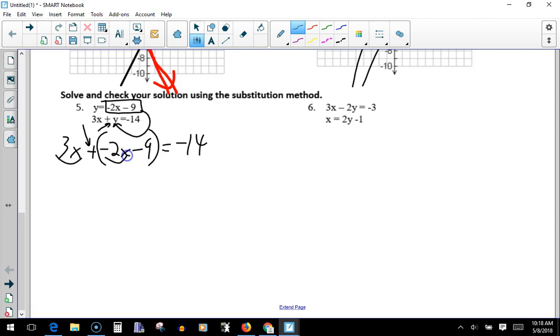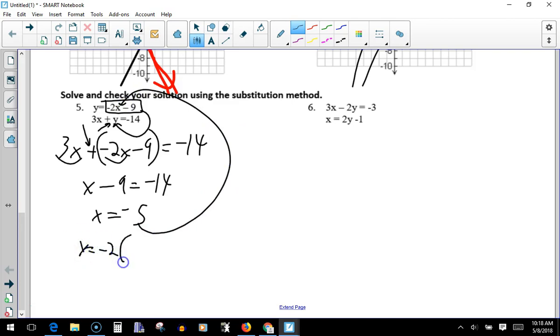Well, we can just join like terms and get x minus 9 equals negative 14, add 9 to both sides, and we get x equals negative 5. Now I can plug negative 5 in anywhere I want. It's a little bit faster to plug it in right here because it's already solved for y. So y equals negative 2 times negative 5 minus 9. So that's going to be 10 minus 9. And so that's going to be y equals 1. So my point is at negative 5, 1.